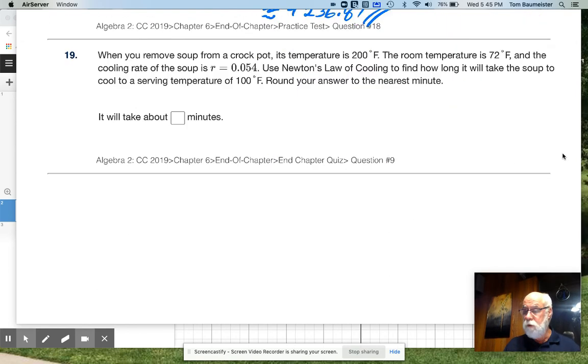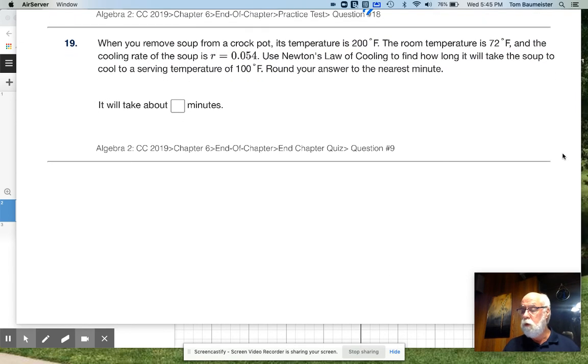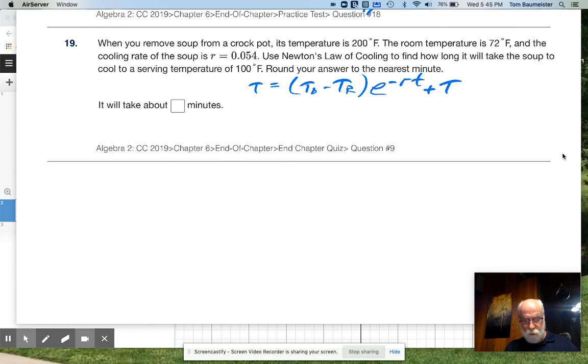Okay, number 19 uses Newton's law of cooling. So remember, Newton's law of cooling, we said, was T is equal to T sub 0 minus T sub R, which is the room temperature, times E raised to the negative RT plus the room temperature.